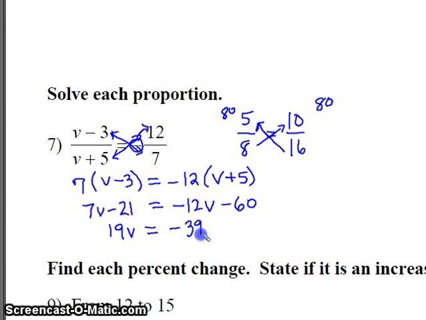So we'll put that here, and we divide both sides by 19, and we get 39 divided, we might get a decimal out of this. Yeah, so maybe we'll just make it negative 39 over 19 and be done with it. All right, what I want you to do is pause the video and work number 8 now.